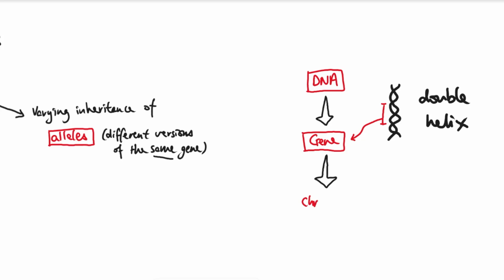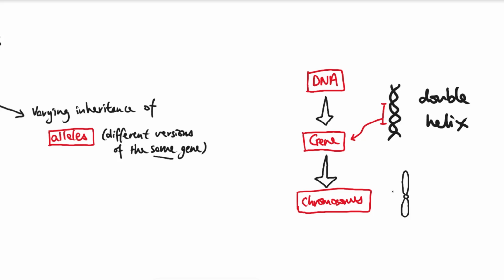And finally, when we've got lots of genes together on a particular structure, we call that a chromosome, which is found in our nucleus, as we know before. So a chromosome, we typically draw it like this, okay, and we find them inside the nucleus.